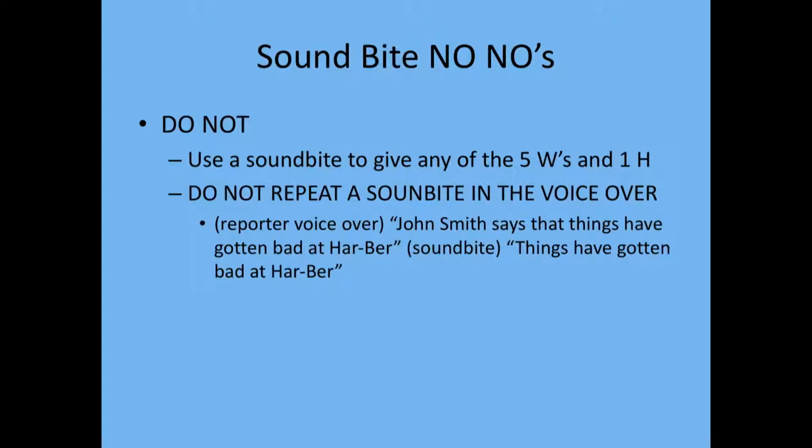Okay? I don't even like saying the name. I don't like saying John Smith says, because why? We're about to have a lower third that says that. We're about to have a lower third that identifies this person. So there's no real need. It's redundancy. Okay? So do not use the soundbite in voiceovers.